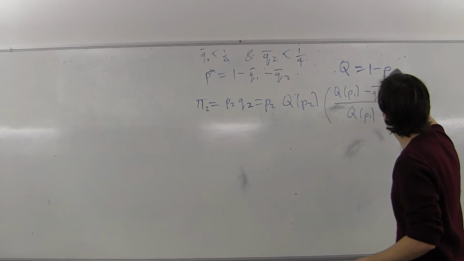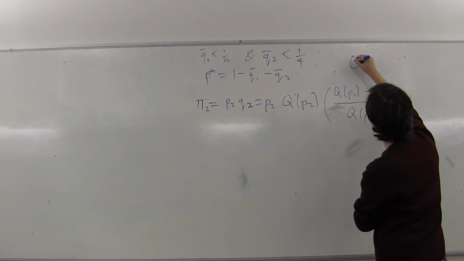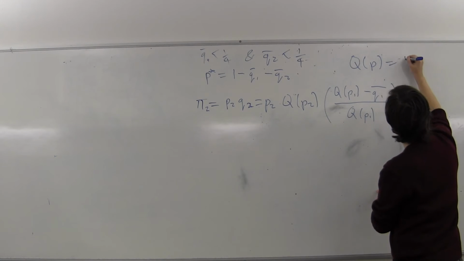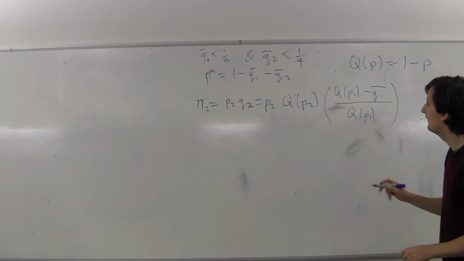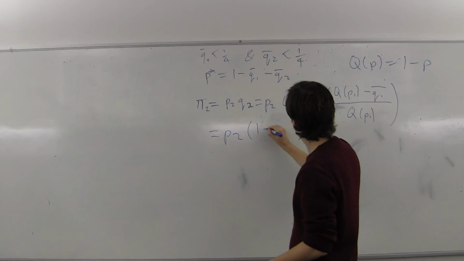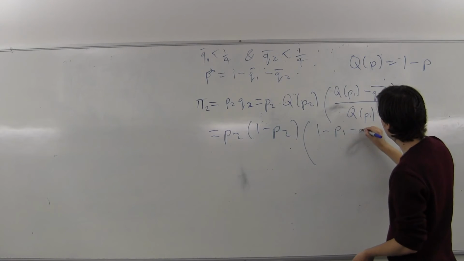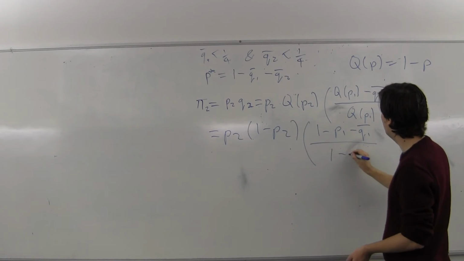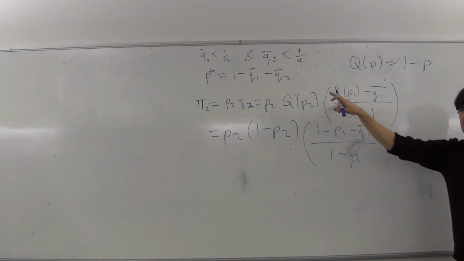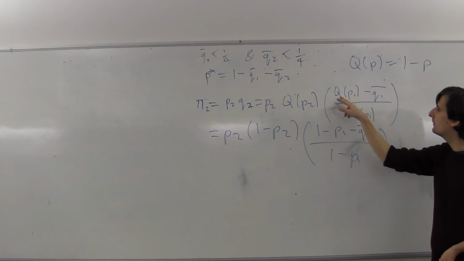We know what capital Q is: capital Q of P is equal to 1 minus P. So we can just substitute that in there. That gives P2 times 1 minus P2, times 1 minus P1 minus Q1 bar, divided by 1 minus P1. We're just substituting in the definition of capital Q. Capital Q of P is 1 minus P, so we just substituted it in.